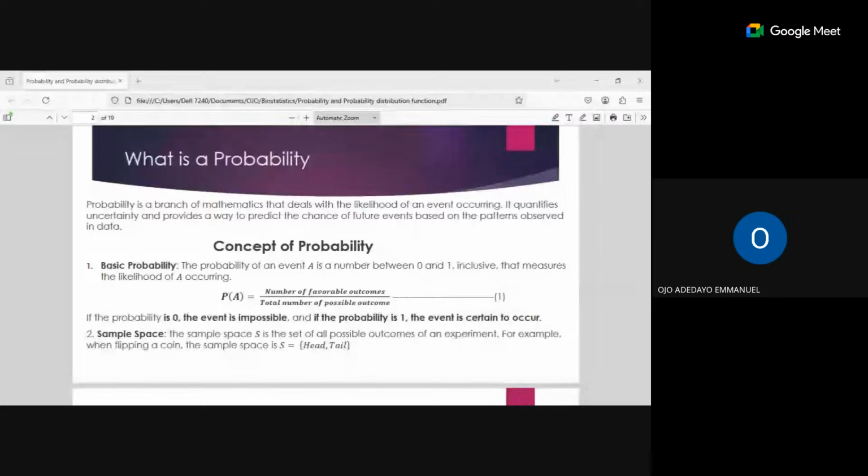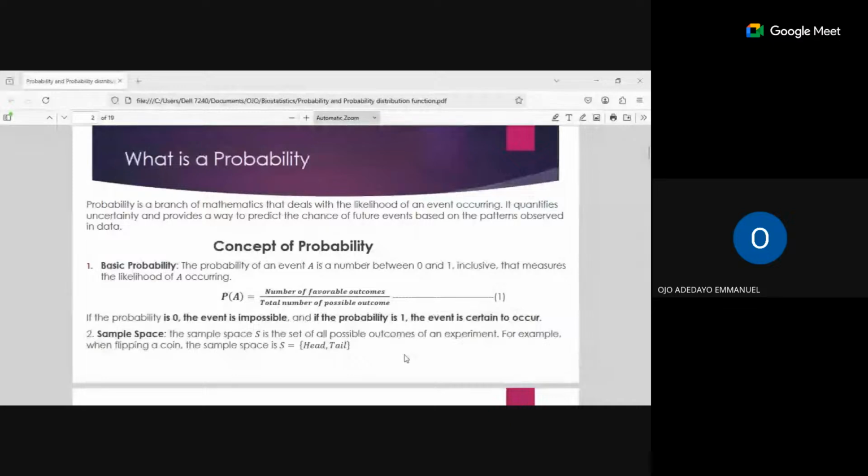Probability is a branch of mathematics that deals with the likelihood of occurring. It only predicts what is going to occur, for instance in this year of 2025. It may be more than that, and it may not be up to that. So that is why we say it is probability. Anytime you are hearing the word probability, it means that it is not certain.